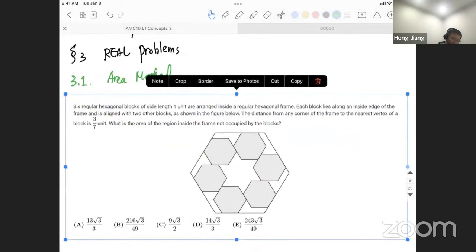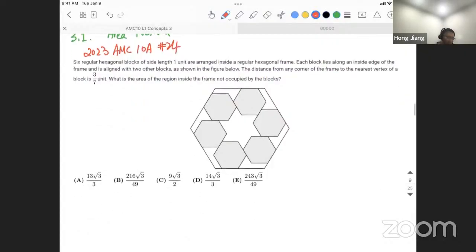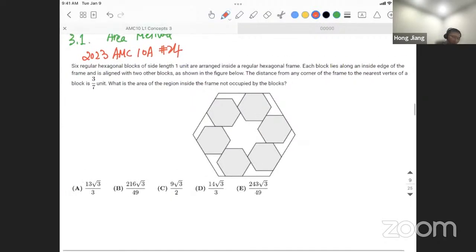This is a problem that comes from the 2023 AMC 10A, question number 24. This is the latest and greatest problem. Let's read the problem first.